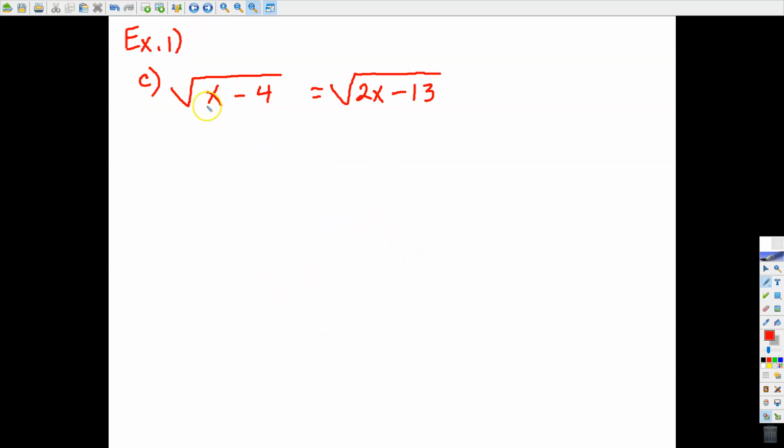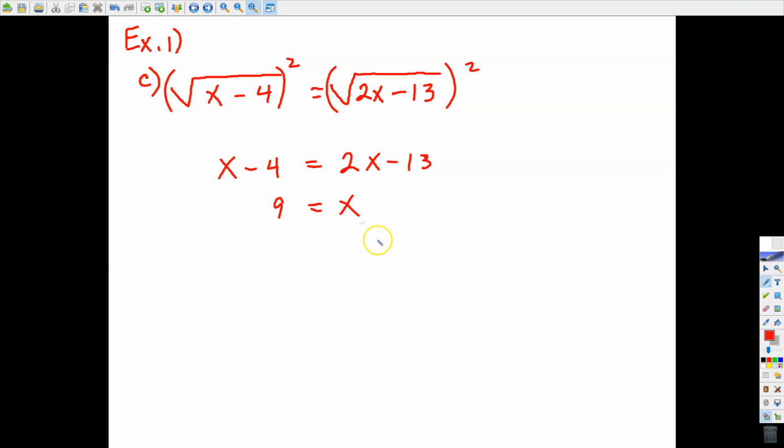Okay, in cases like this where there are two radicals, it's important that the radicals are on opposite sides of the equation. And this one's already set up that way. So this is really pretty easy. I just raise both sides to the second power, and that takes both radicals away. And it gives me a pretty simple equation to solve. So if I add 13 and subtract x, I get x equals 9.